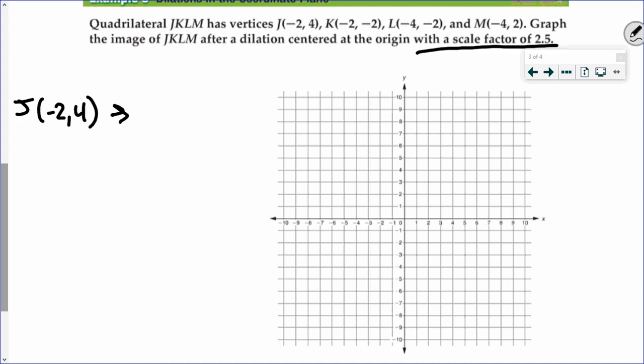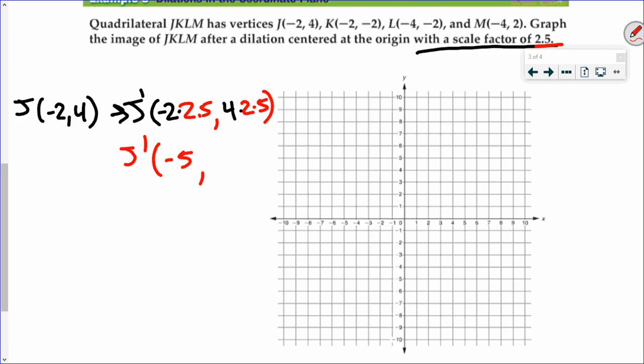To get J prime, we're just going to take -2 and multiply it by the scale factor 2.5. We're going to take the y coordinate 4 and multiply it by the scale factor 2.5. So that gives us J prime at -2 times 2.5, that's -5, and then 4 times 2.5 is 10. So J prime is at (-5, 10). So here would be the image of J prime.